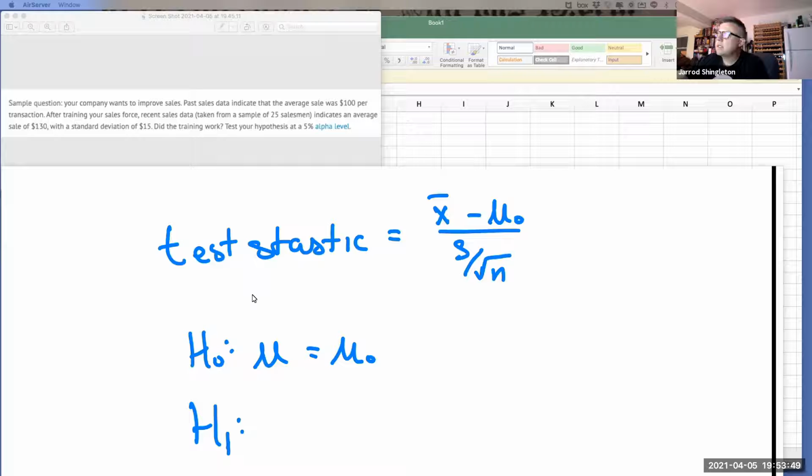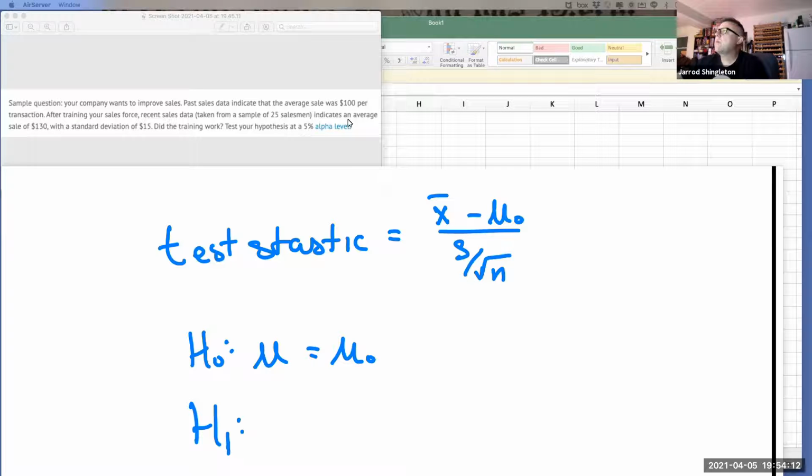And my test statistic, if you recall, is going to be the X bar minus mu naught over S over square root of N. And I've already filled in my null hypothesis here. The null hypothesis is always going to be the same. Mu is equal to some mu naught, whatever is given, the status quo, if you will, the normal situation.